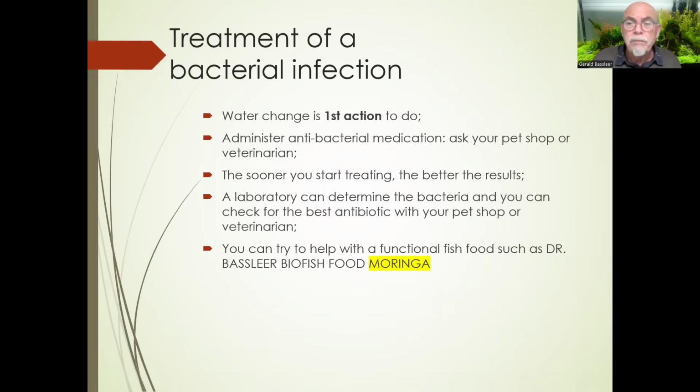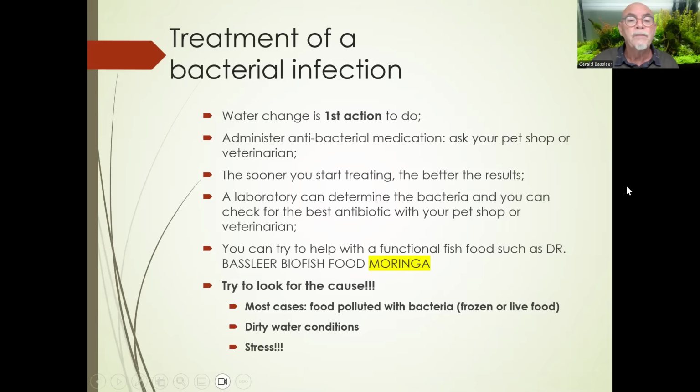It costs some money, but if you deal with a lot of bettas or you love your bettas, it's very valuable, it's worthwhile spending some money. At the same time, a functional fish food that helps the fish to regain immunity, strength, like our Dr. Basler Biofish Food Moringa, can be a help for you.